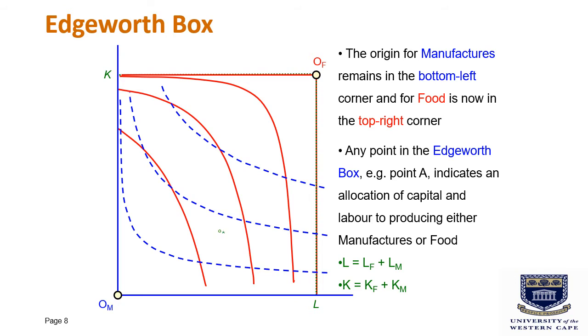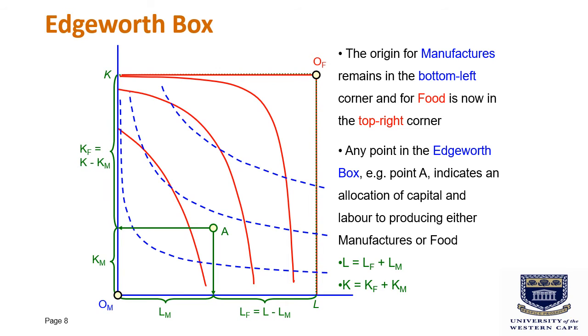We're going to now assume there's a point A. At point A, the manufacturing industry uses Km amount of capital and Lm amount of labor. So what does that mean? If the manufacturing industry is using Lm amount of labor, the amount of labor then used in the food industry at point A is the total amount of labor, called L, minus the labor used in the manufacturing sector, which is L minus Lm. And this will be represented as Lf.